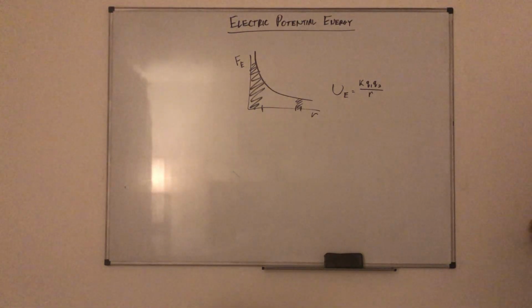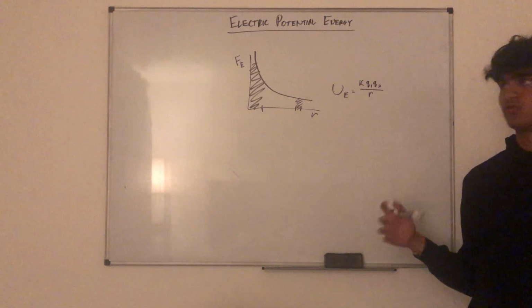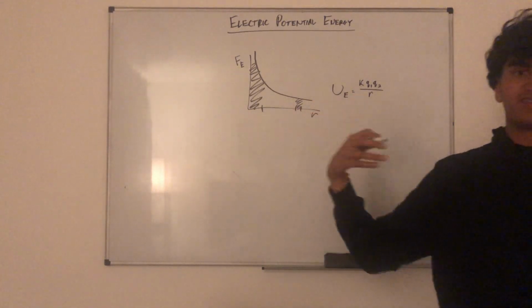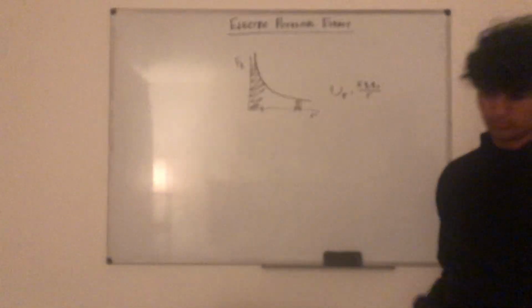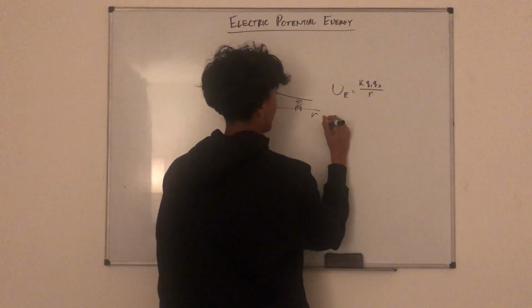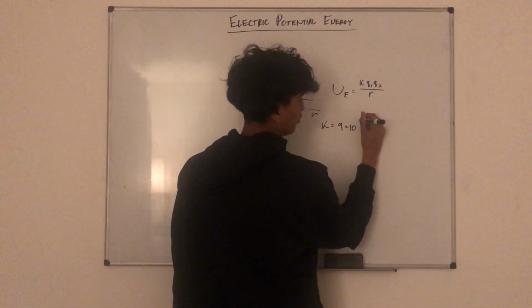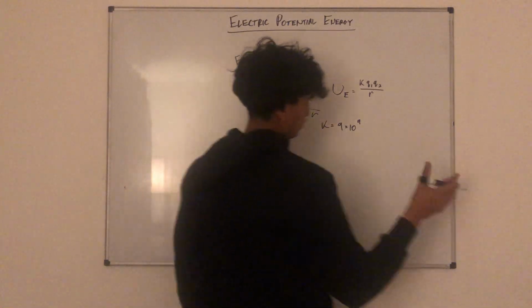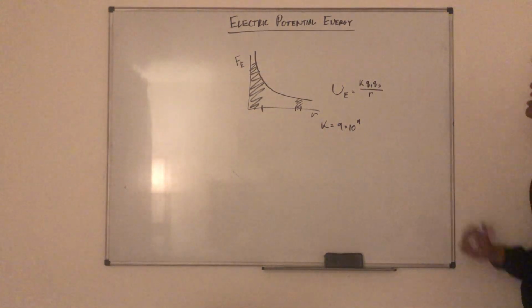But what is K? Well, K is a constant, just like the gravitational constant, and this number ends up being equal to 9 times 10 to the ninth, and you can do an experiment and figure that out, that yes, it actually does equal that.